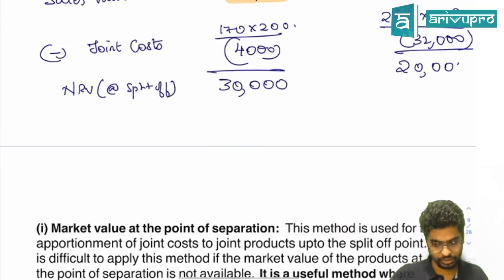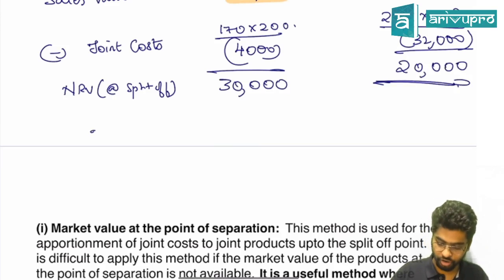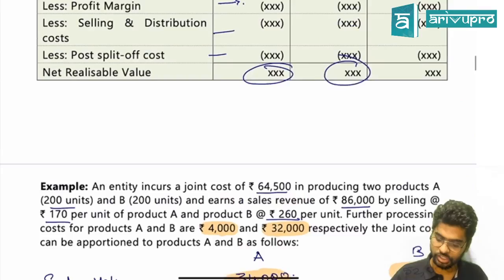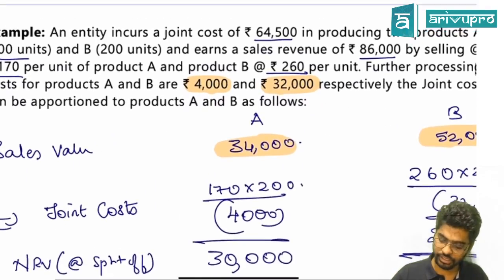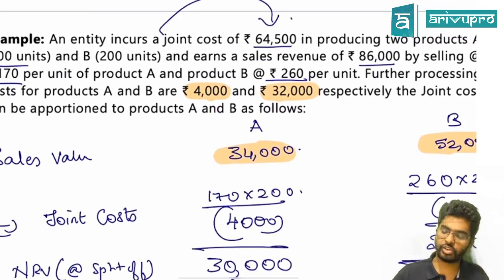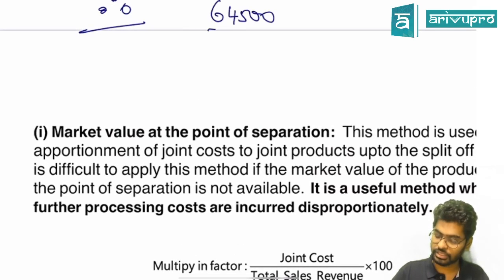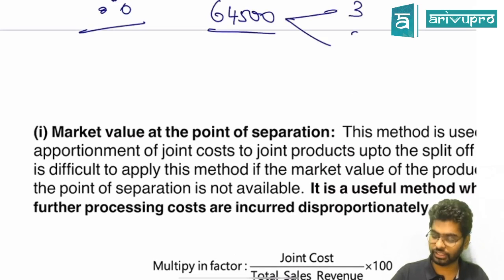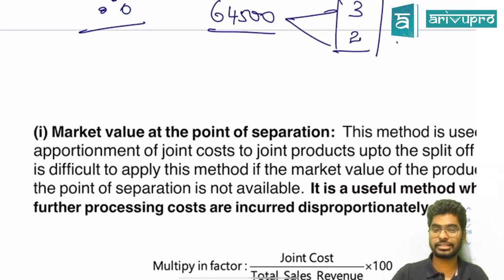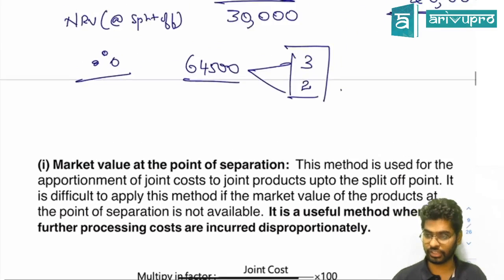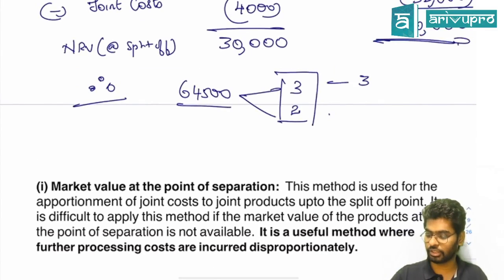So therefore my common cost, what is the common cost I have incurred? I have incurred a joint cost of 64,500. This I will divide in the ratio of 3:2. That will come to 38,700 and 25,800. Are you clear?